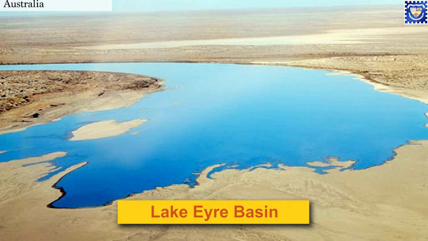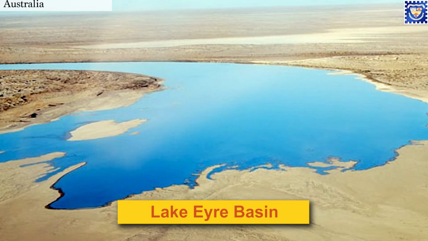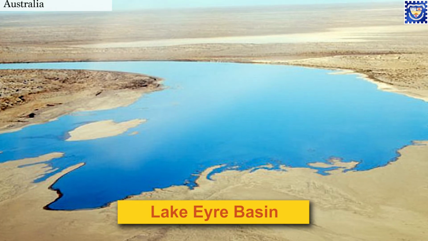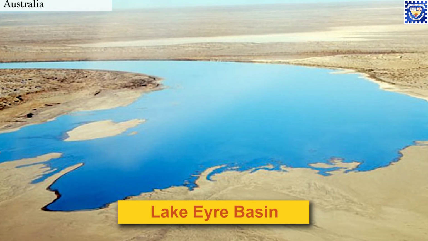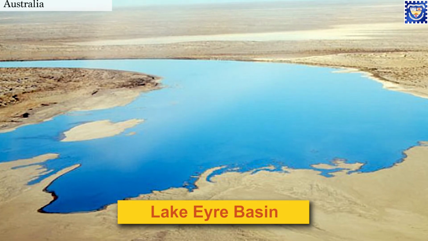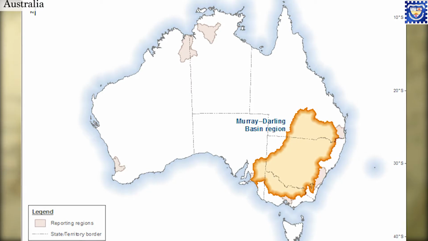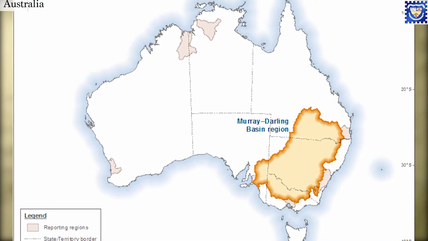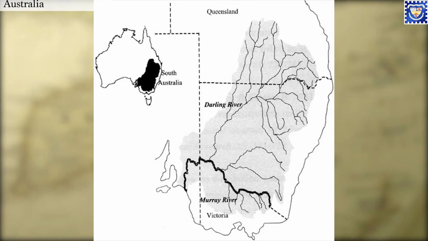The Lake Eyre Basin is a large area of inland drainage. It is also a saltwater lake. A number of rivers disappear over here without reaching the sea. The Murray-Darling Basin derives its name from its 2 major rivers, that is, the Murray and the Darling River. The Darling is the longest river of Australia. This basin area is the most fertile part of Australia.